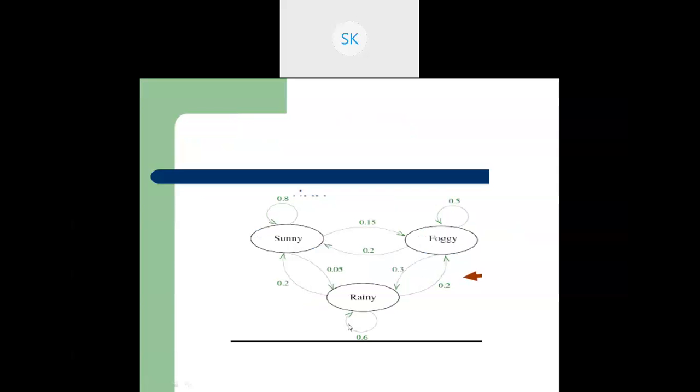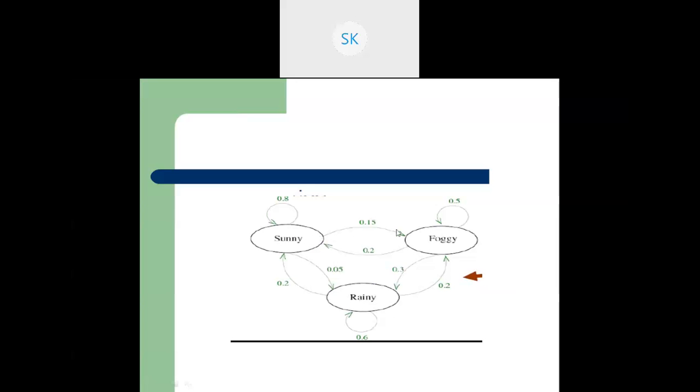Here is a clearer visualization. Let's say we have three weathers: sunny, foggy, and rainy. These three weathers are our states. Let's say our start state is sunny, and you move from sunny to foggy and foggy to rainy. So the start state is sunny and the end state is rainy.